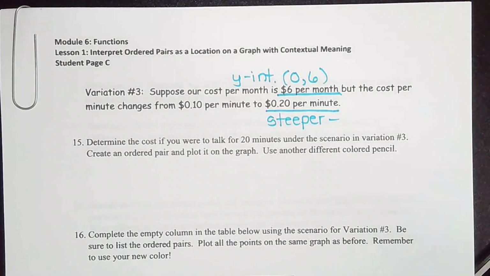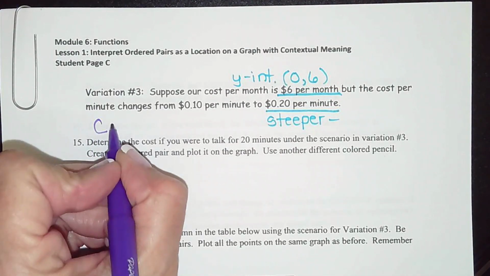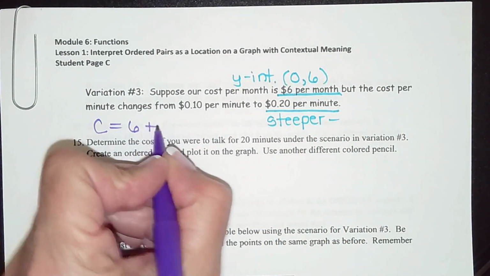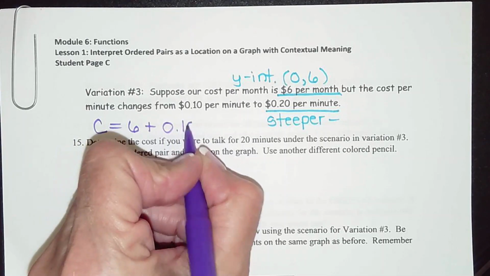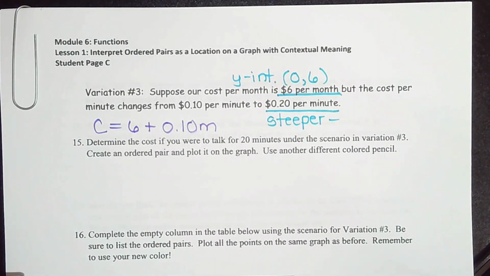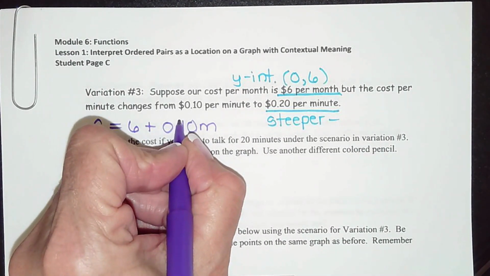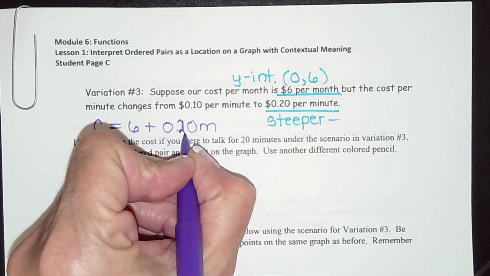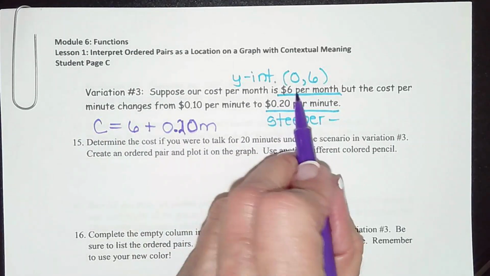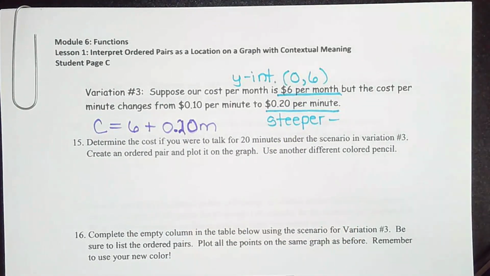So let's write our new scenario. We haven't used purple yet. Let's use purple. So the cost is going to be the base fee, $6, plus 10 cents per minute. Oh, Kim, read the problem. 20 cents per minute. So $6 plus 20 cents per minute.